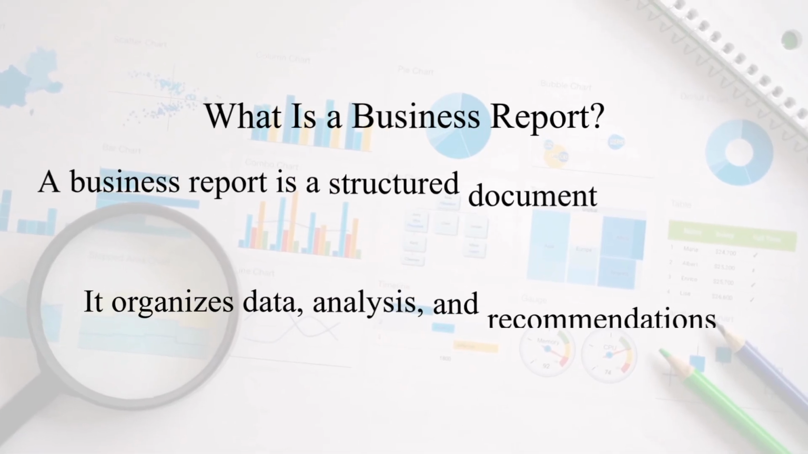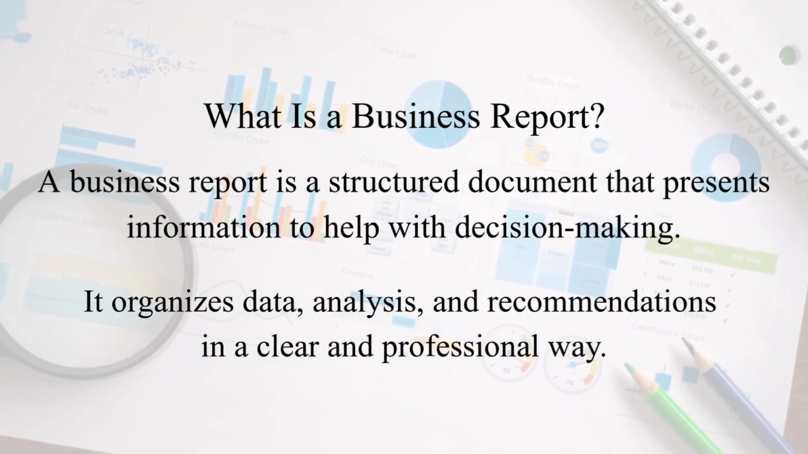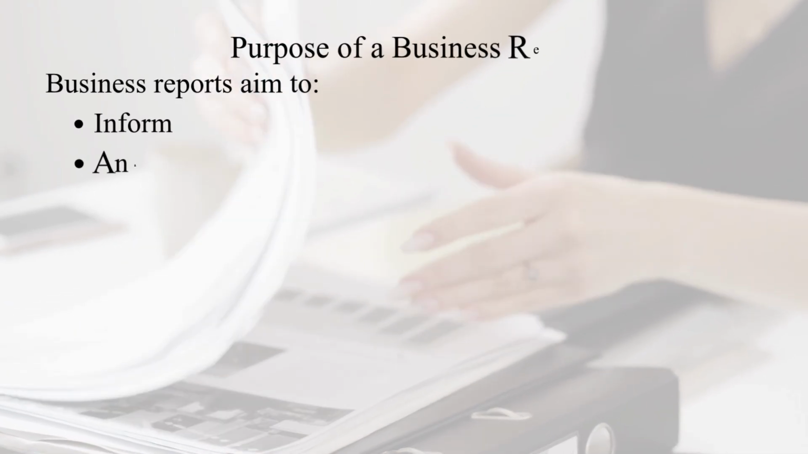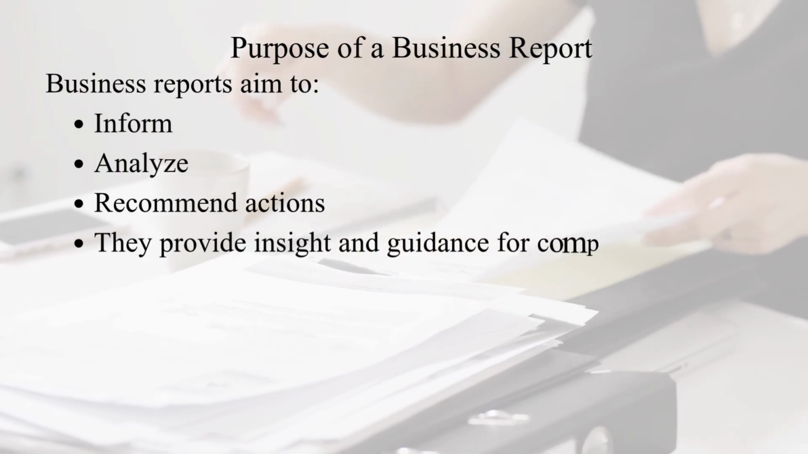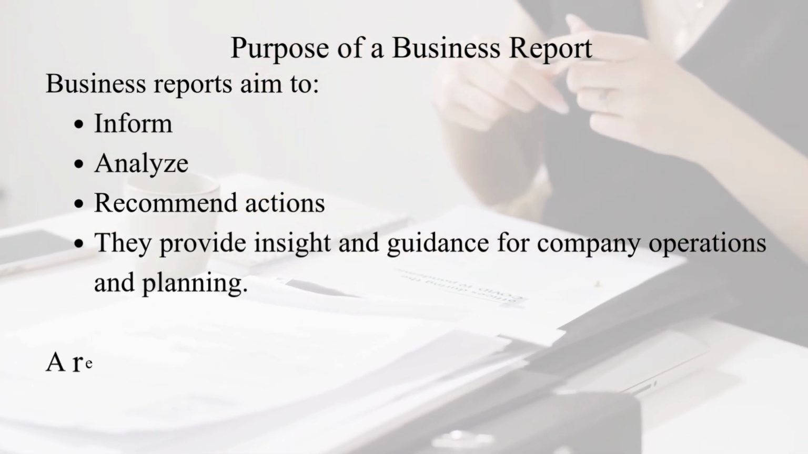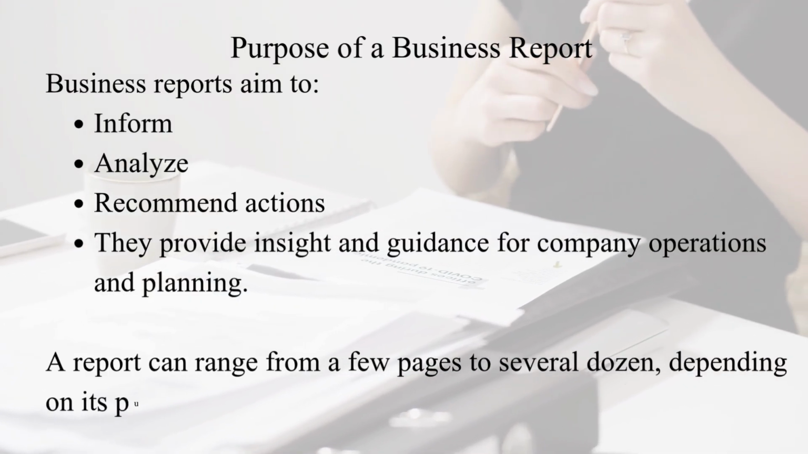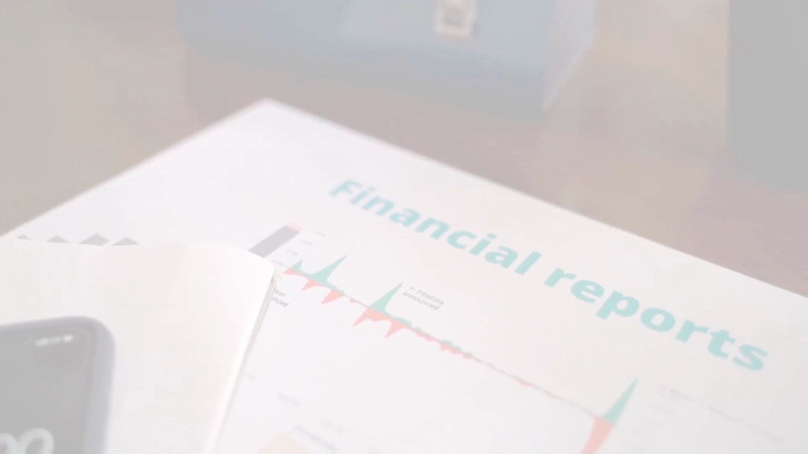What is a business report? A business report is a structured document that presents information to help decision-making within a company. A business report can take many forms, from a short summary to a detailed document, depending on what information needs to be shared. Its main goals are to inform, analyze, and recommend, and the way you organize and express those ideas makes all the difference.